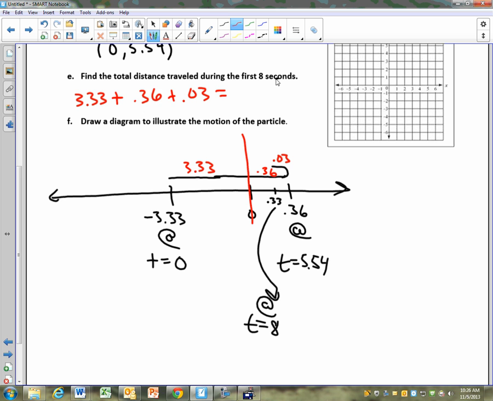What do you get? 3.72 feet. Oh, you wrote down 0.3 instead of 0.03? Okay.